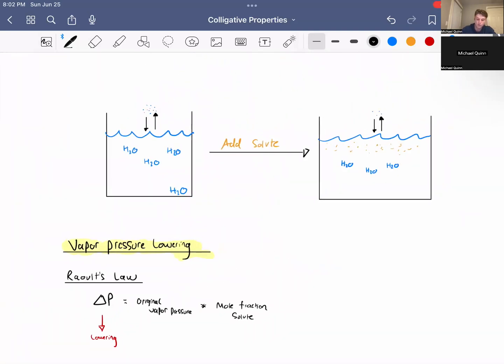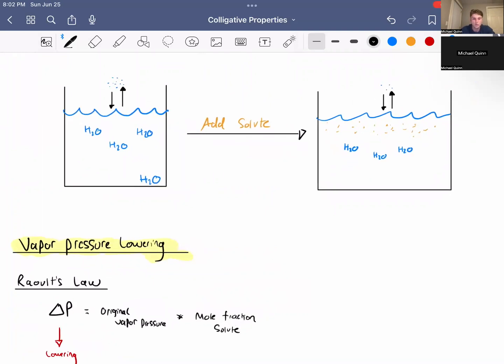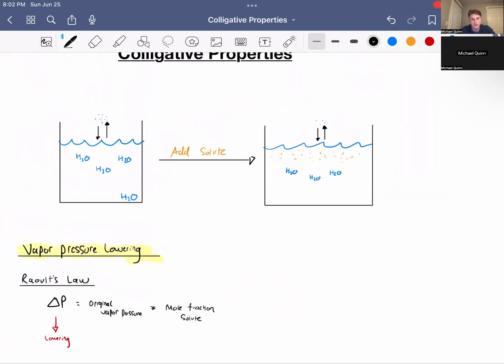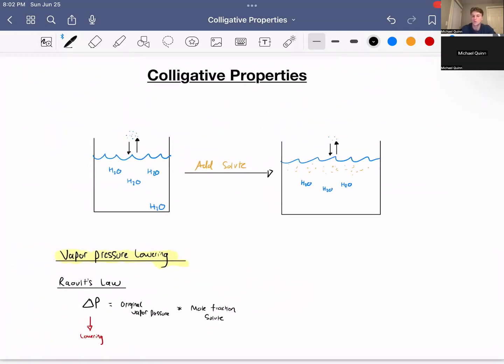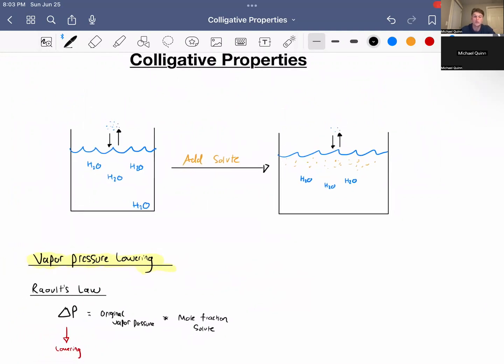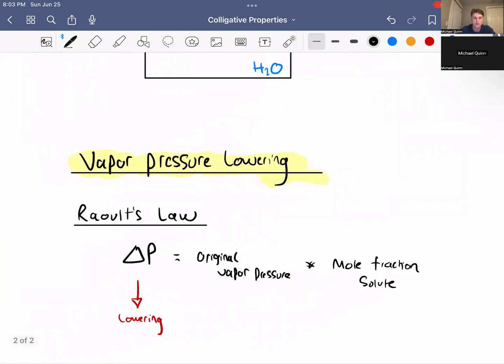So if we have an original vapor pressure of this water, don't know the real value, and we are putting in a certain amount of moles of solute into this beaker, we can take the moles of the solute divided by the total moles, which accounts for the moles of the solute and the moles of the solvent. That will be the mole fraction of our solute. All we have to do is multiply that by the original vapor pressure without the solute in there, and that will tell us the change in vapor pressure.